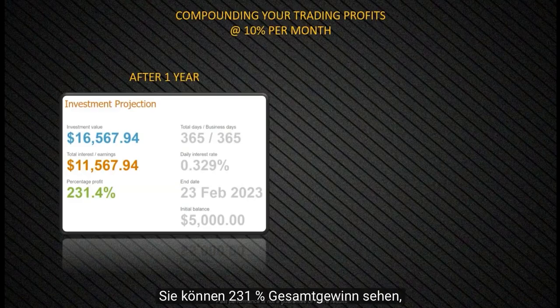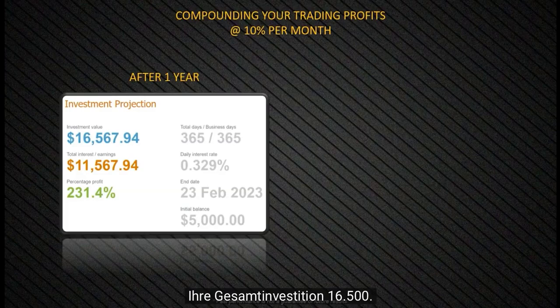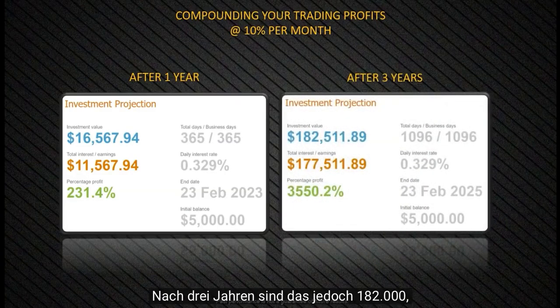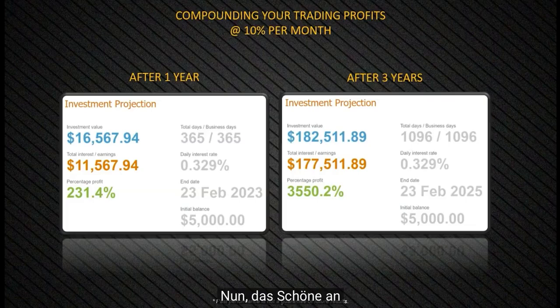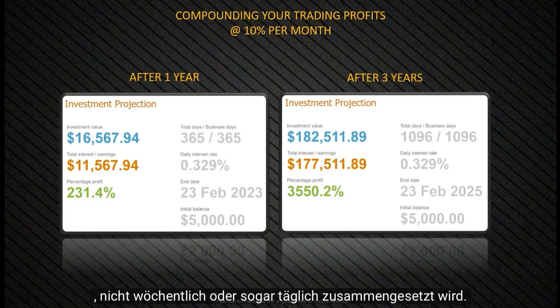You can see 231% overall profit. Your overall investment, 16,500. After 3 years, however, that's 182,000, starting with an initial balance of 5,000. That's what's possible. Now, the beautiful thing about Eazybot is that it doesn't compound monthly, it doesn't compound weekly or even daily.